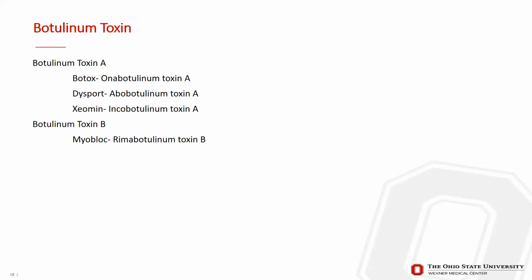So, botulinum toxin. Botox, we all hear about cosmetic Botox for face and wrinkles and all of that. And so it's the same drug that we use for spasticity that we use for cosmetic purposes. The brands are 3 different: Botox, Dysport, and Xeomin are all botulinum toxin A. Myobloc is botulinum toxin B. So we use them for focal muscle management.